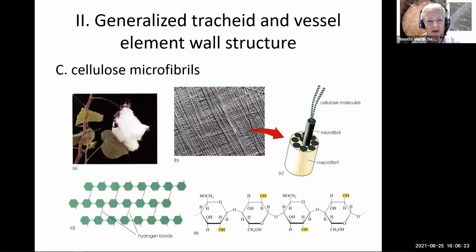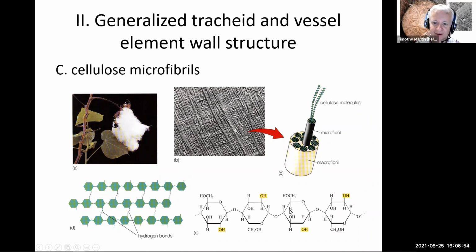So cell walls are made up of cellulose microfibrils. So cellulose microfibrils are basically bundles of cellulose molecules. So going down to the molecular level, cellulose is a polymer consisting of many glucose molecules strung together.